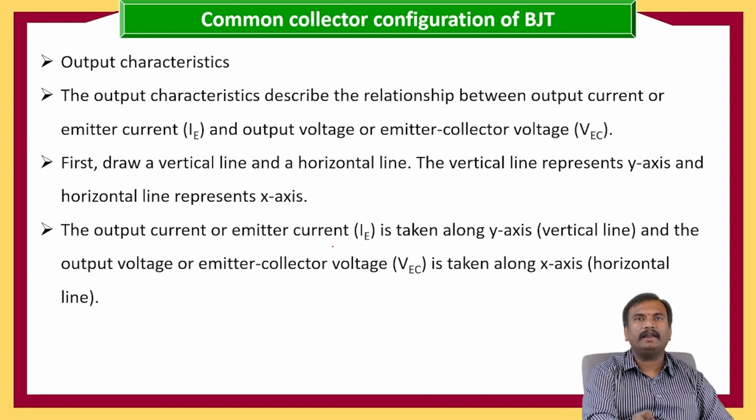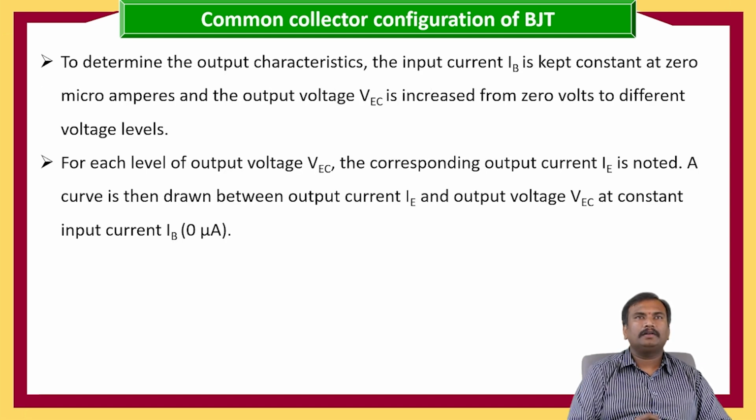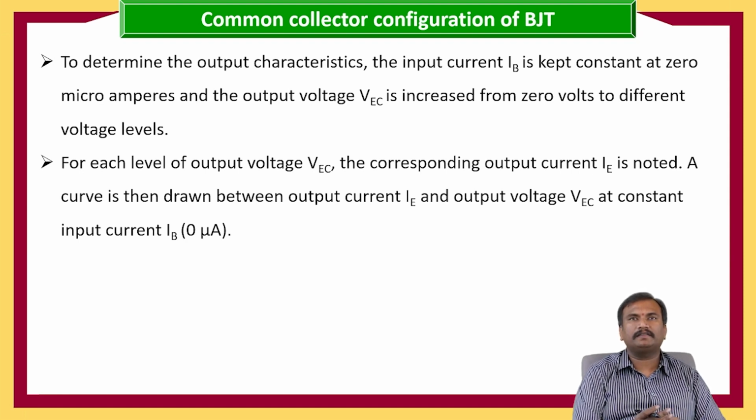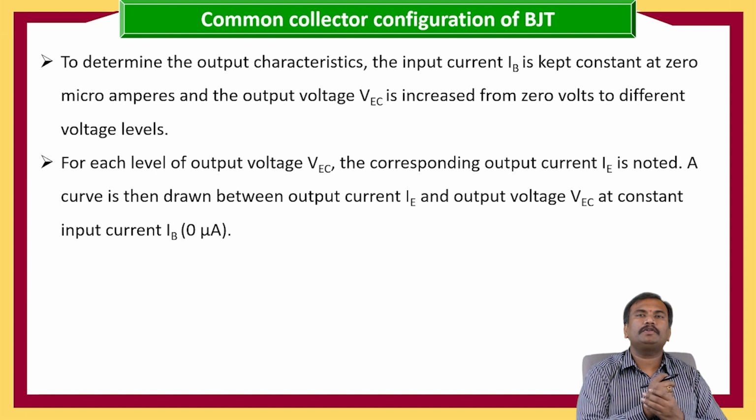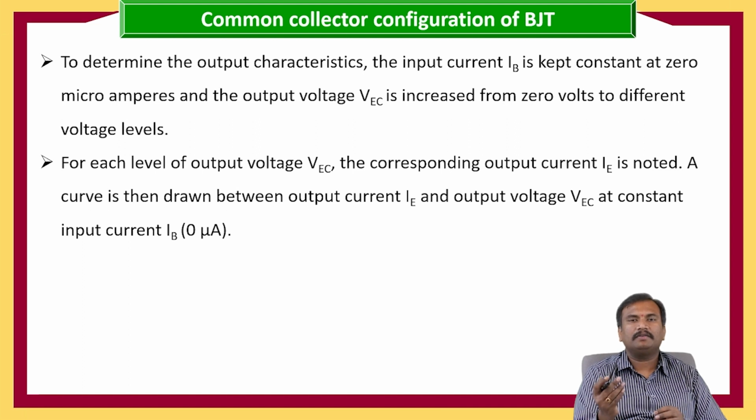So the output current IE is taken along the y-axis and the output voltage or emitter to collector voltage is taken along the x-axis. And here in order to get the output characteristics, we need to keep some input current. That is, we need to give a small amount of base current, or zero, in microamperes, and the output voltage is increased from 0 and we note down the emitter current.